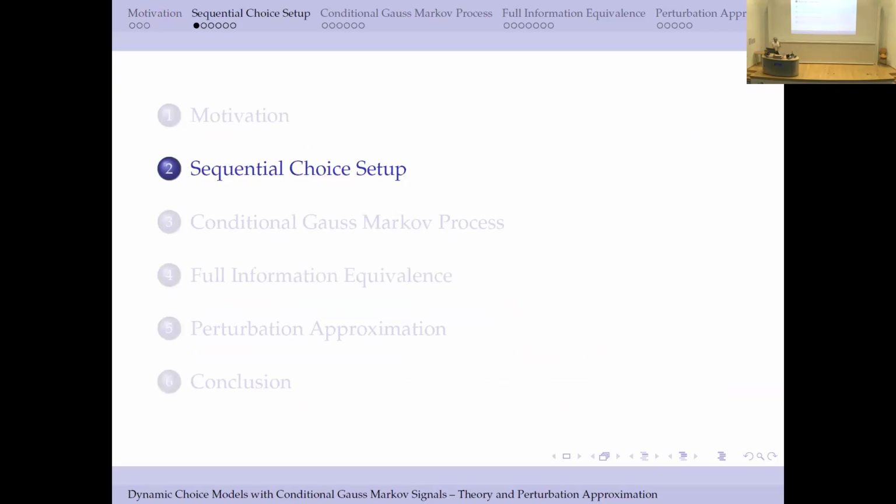All right. So this is the roadmap. I will go through the macro one stochastic growth model very quickly and introduce this Cogley, Sargent, Primiceri information structure. Then I will tell you this is a special case of this class of models that we call conditional Gauss-Markov. I will explain some key properties of that. I will go through the full information equivalence of my simple model, just so you see how it looks in a simple case, and then I will discuss the perturbation approximation.